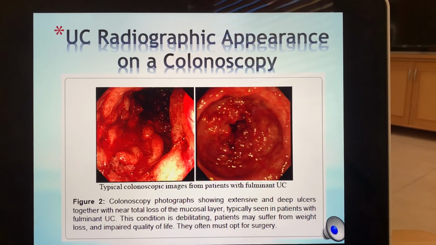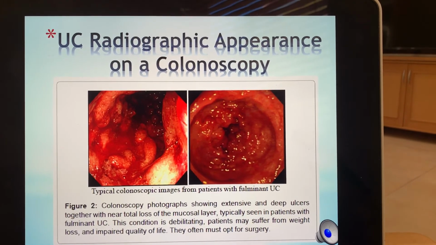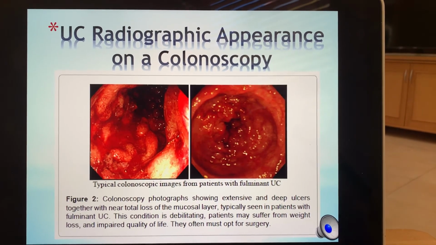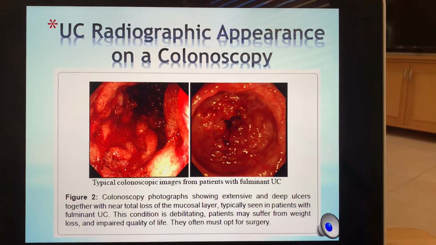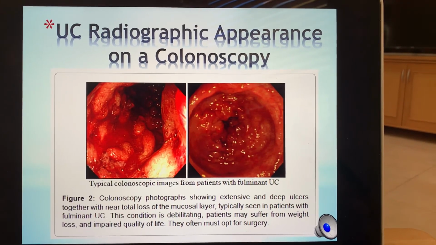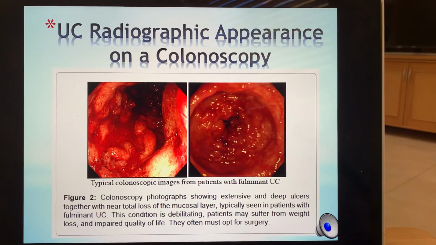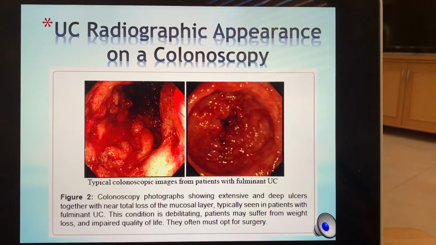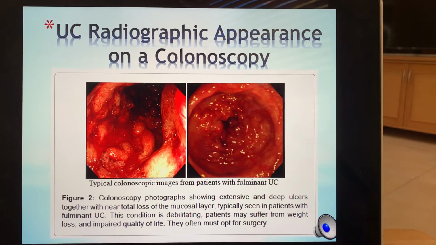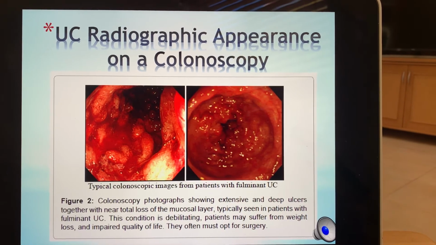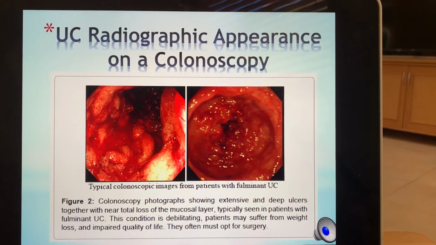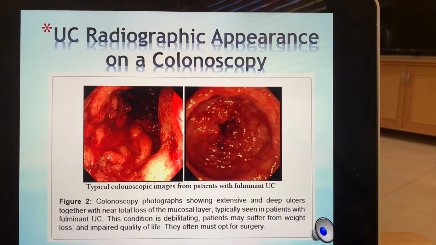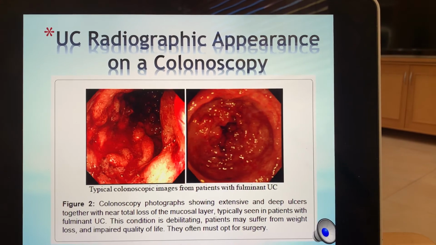Ulcerative colitis appearance on a colonoscopy. A typical colonoscopic image from patients with fulminant ulcerative colitis is what I'm showing here. The colonoscopy photographs show extensive and deep ulcers together with near total loss of the mucosal layer, typically seen in patients with fulminant ulcerative colitis. This condition is debilitating. Patients may suffer from weight loss and impaired quality of life. They often must opt for surgery when it gets to this point.